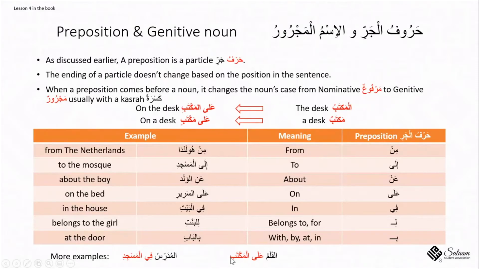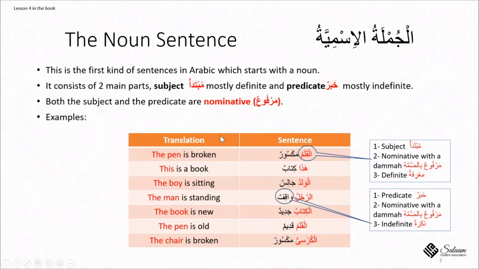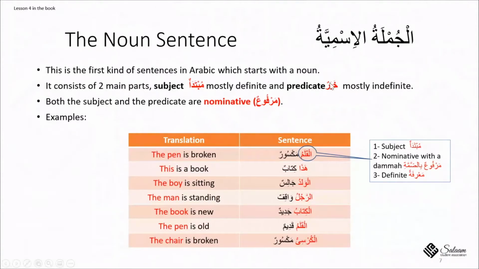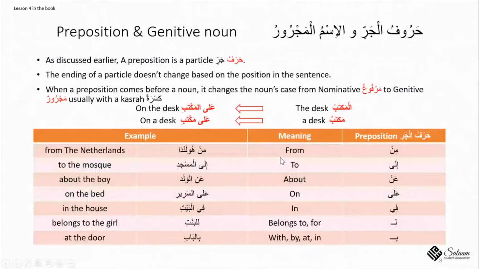القلم is the مبتدأ, the first word of the sentence, and it has ضمة because of مبتدأ. Now على المكتب, all of this, as we called it in the previous slide, is the خبر, the predicate, but it has a preposition. So that's why here it's مكسور. القلم على المكتب. This is a complete noun sentence now.